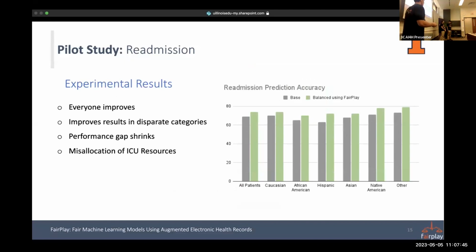The experimental results indicate that essentially everyone improves across all the boards. You can see the all patients column, but within those disparate categories, we also see improvement. But more importantly, we're able to see that the performance gap between all of the populations within the data set shrinks. And so the big picture benefit here is that in the context of ICU readmission prediction, we're able to basically get closer to fair allocation of all kinds of resources.